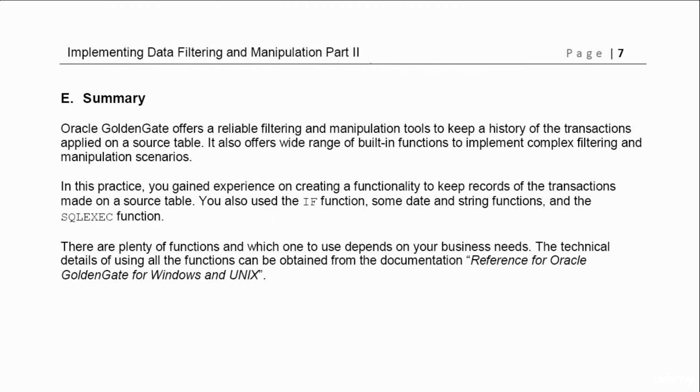In this practice, you have used a group of the Oracle GoldenGate built-in functions to filter and manipulate the data. You may consider having a look at other built-in functions in the documentation and perform some testing on them. In the next lecture, I will cover the macros and using the user tokens.